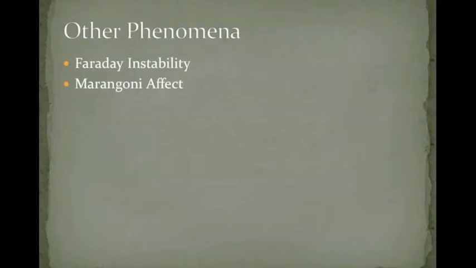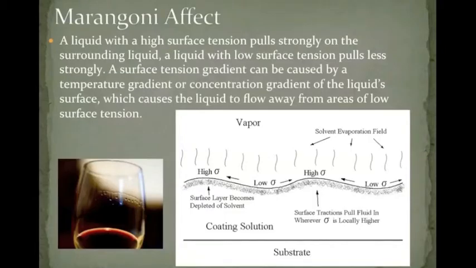He also talked about some other phenomena called the Faraday instability and the Marangoni effect. And we didn't go too into depth. We just watched them in the lecture, but I wanted to look a little bit more into the mechanism that actually goes into them. So first off, the Marangoni effect has to do with surface tension.